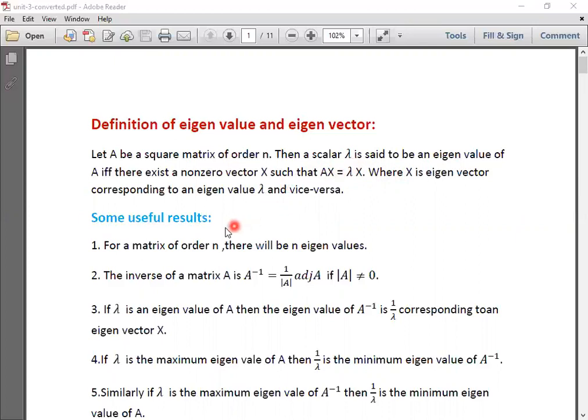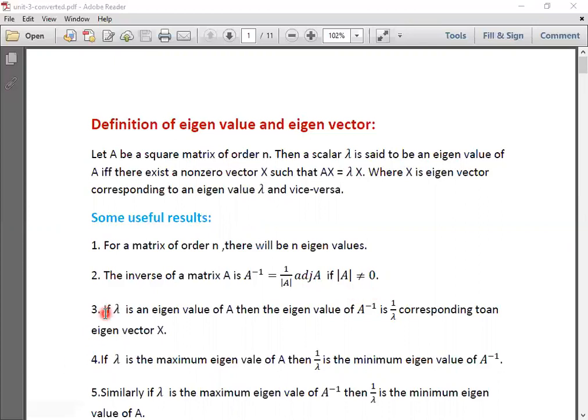Some of the useful results that we are going to use here. The first point is, for a matrix of order n, there will be n eigenvalues. The procedure we are not going to see here, as we are using numerical methods. The second point is, if A is given, then its inverse is given by A inverse equals 1 by determinant of A times adjoint of A, if determinant of A is not equal to 0.